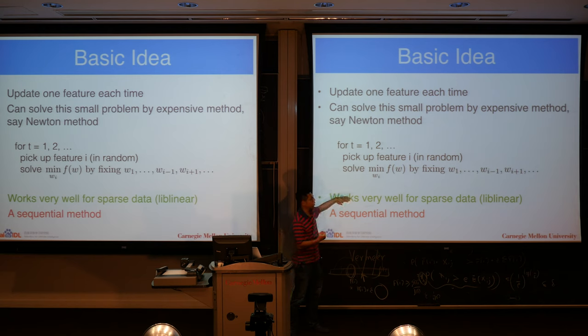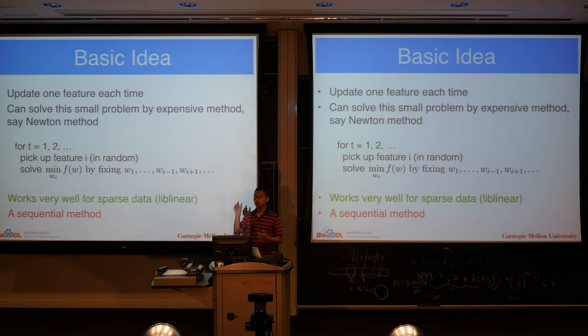Then next time, I pick another feature, fix the rest, and continue to do it one by one. This algorithm works very well for sparse data because each time you only pick one feature and do not care about all the other things. You only update this one feature. So it doesn't matter if it's dense or sparse, because you do not affect each other. So Liblinear uses this algorithm and it has been shown on a lot of data sets that it works great.